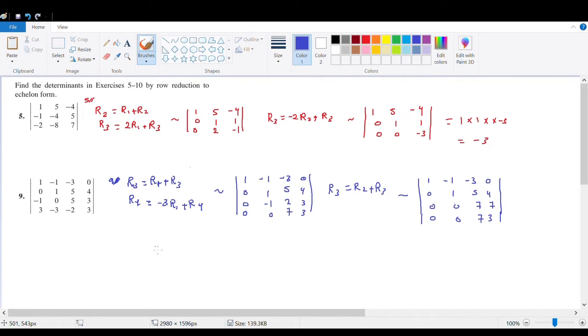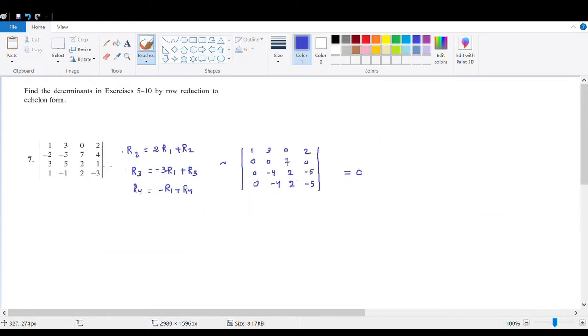Now we need to make this one 0, so row 4 is equal to minus row 3 plus row 4. This will not change the determinant. So 1 minus 1 minus 3, 0, 0, 1, 5, 4. Then 0, 0, 7, 7. Now minus row 3 plus row 4 gives us this one 0, and minus 7 plus 3 is minus 4. So the determinant will be 1 multiplied by 1 multiplied by 7 multiplied by minus 4, which gives us minus 28.